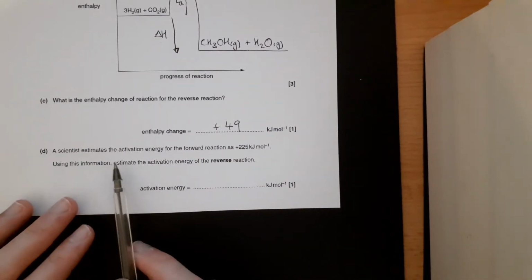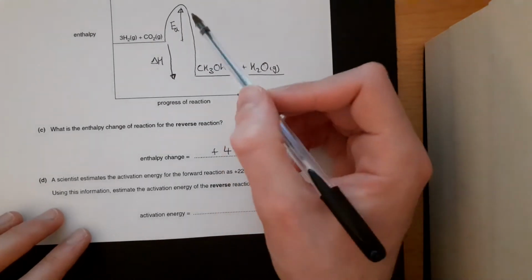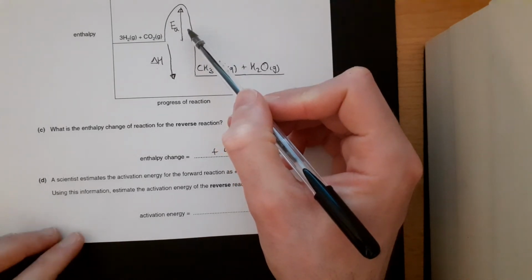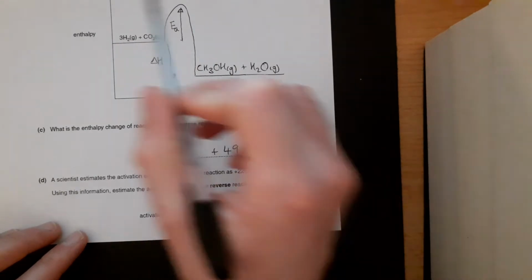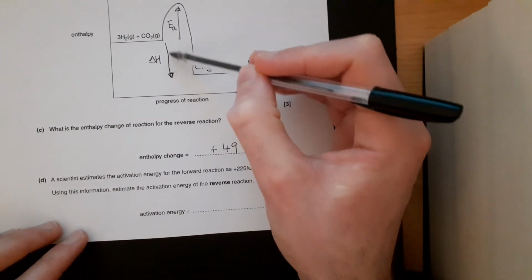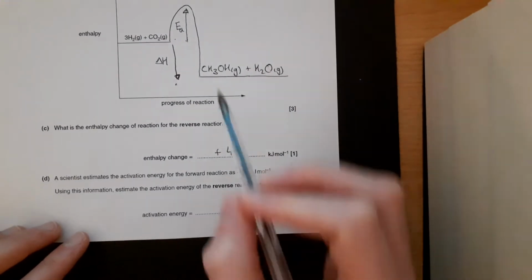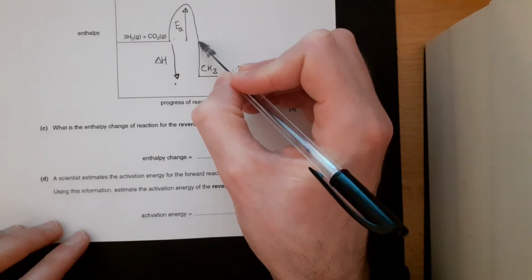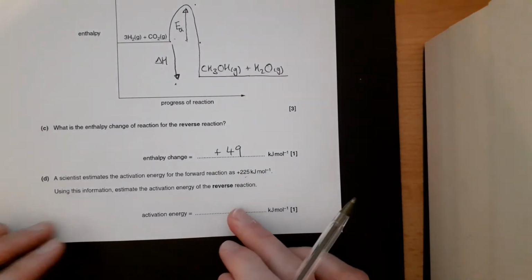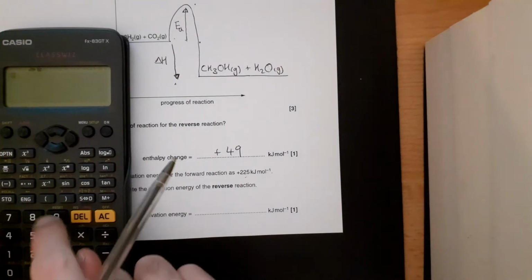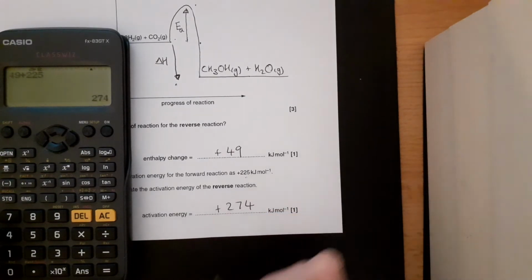And then finally here, a scientist estimates the activation energy as plus 225. So that's this value here. What's the activation energy of the reverse reaction? Okay, so if we're going backwards, we're going this way, we're going to have to do the opposite of delta H, which we've just worked out is plus 49. So going from there up to this point would be plus 49, and then we'd have to do the activation energy as well. So we'd have to do 49 plus 225. So it's going to be plus 274.